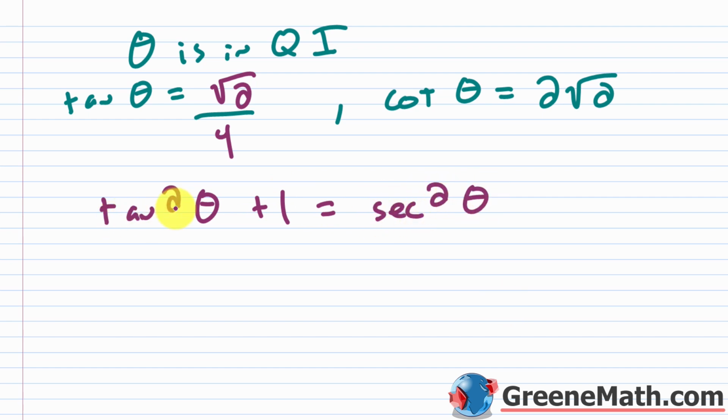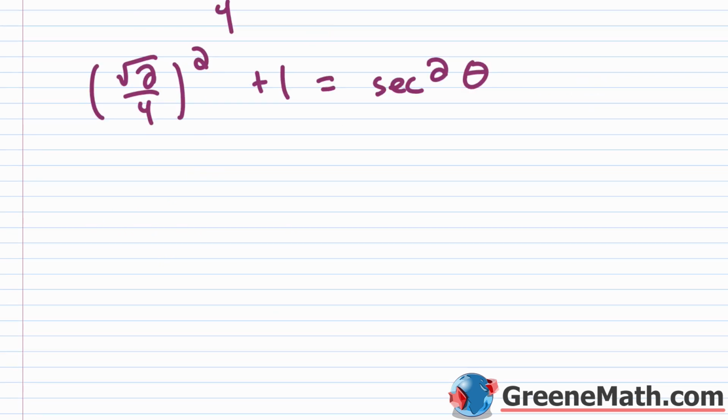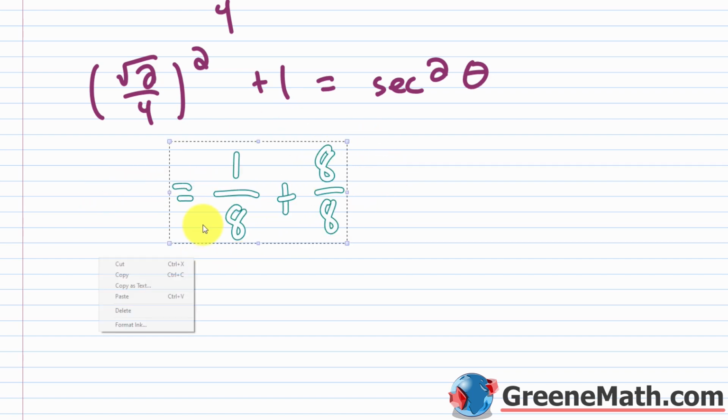And I'm just going to plug in for the tangent of theta. So square root of 2 over 4, and then we need to square that. So the square root of 2 squared is going to be 2, and then 4 squared is going to be 16. So you can reduce this fraction. You have a common factor of 2. So this would end up being 1/8 if you simplify. So then plus 1. Let's write this with a common denominator, so 8 over 8.